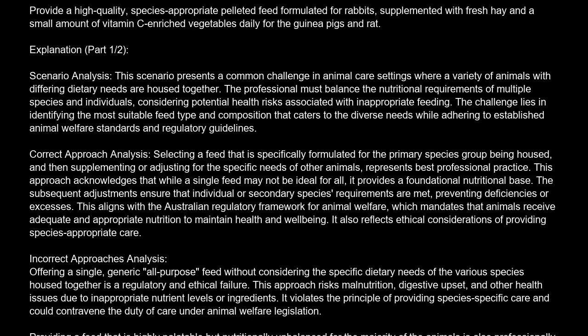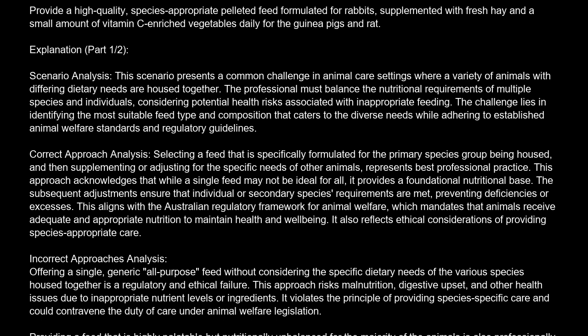Correct approach analysis. Selecting a feed that is specifically formulated for the primary species group being housed, and then supplementing or adjusting for the specific needs of other animals, represents best professional practice. This approach acknowledges that while a single feed may not be ideal for all, it provides a foundational nutritional base. The subsequent adjustments ensure that individual or secondary species requirements are met, preventing deficiencies or excesses. This aligns with the Australian regulatory framework for animal welfare, which mandates that animals receive adequate and appropriate nutrition to maintain health and well-being. It also reflects ethical considerations of providing species-appropriate care.